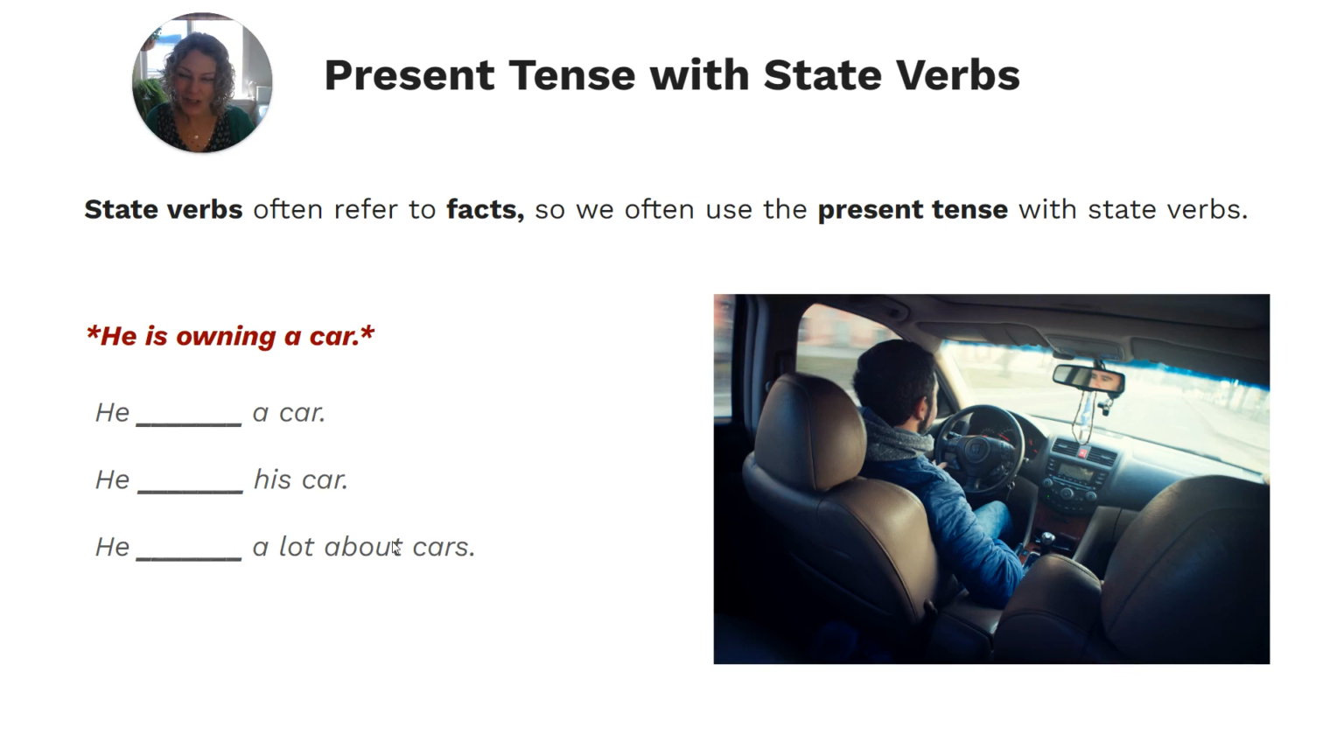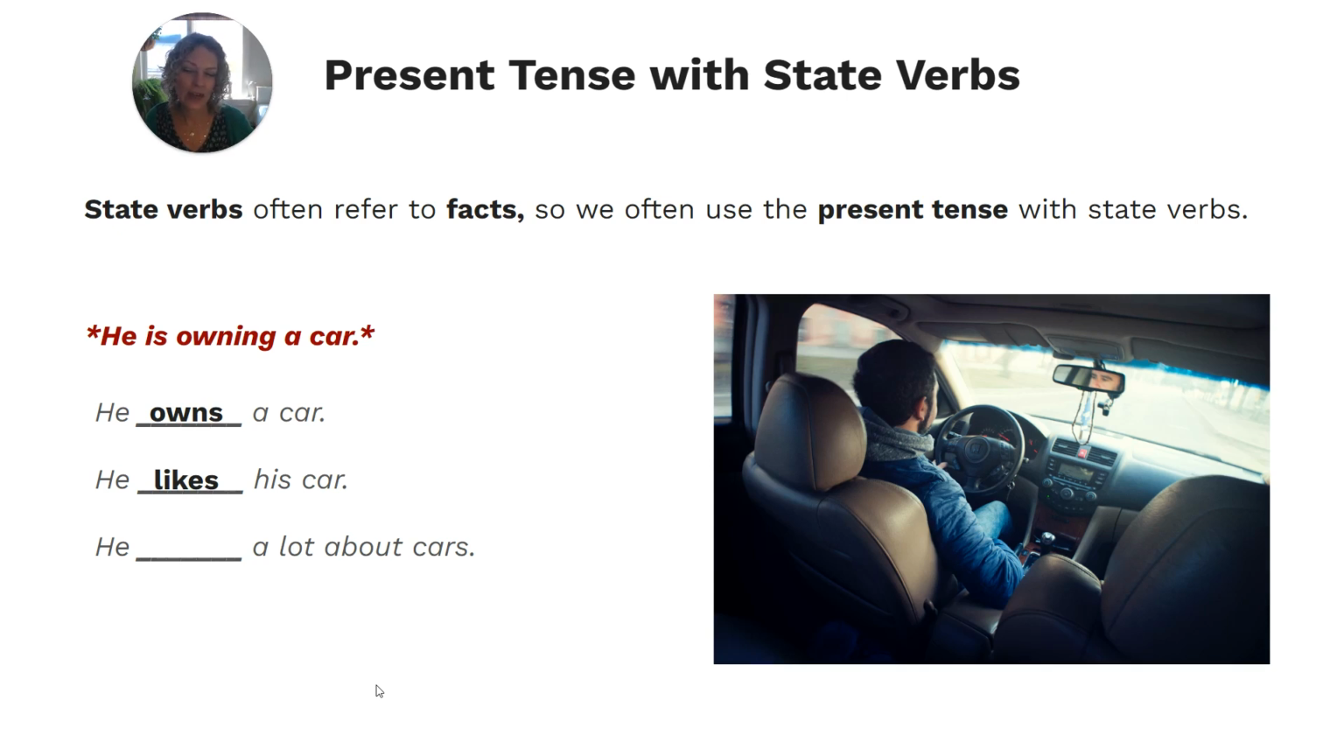So instead, what should we say? We should say he owns a car. So what would be another state verb that we could use maybe in the second sentence there? He something his car. Try to think of a state verb that you can use in the present tense. What do you think? Maybe you could say he likes his car or loves his car.